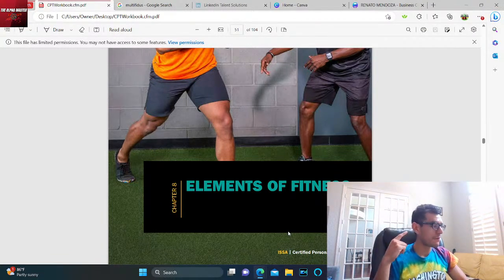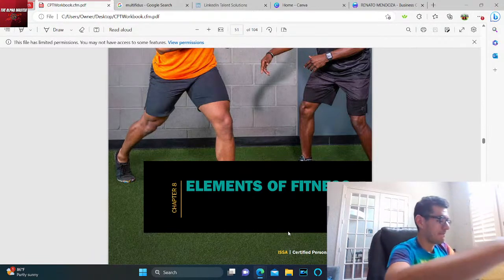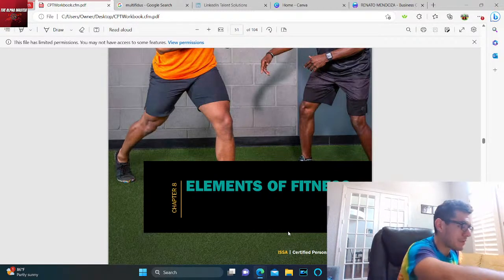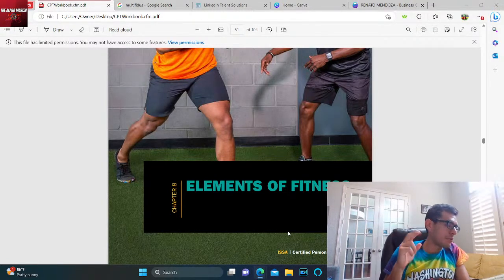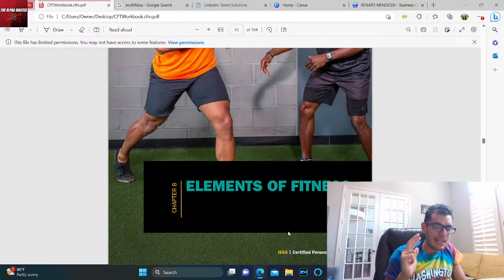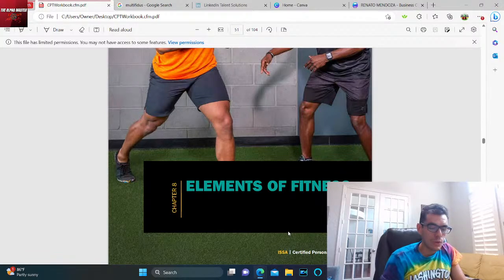You have the components of fitness: cardiovascular endurance, muscular strength, muscular endurance, flexibility, and body composition. You have five components of fitness. You have eight elements of fitness, which are the warm up, flexibility training, core training, balance training, reactive training, resistance training, cardiorespiratory training, and the cool down.